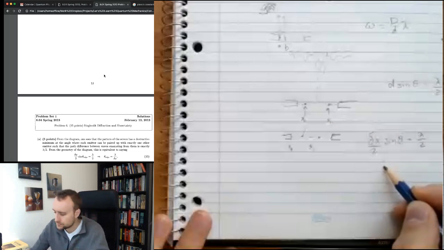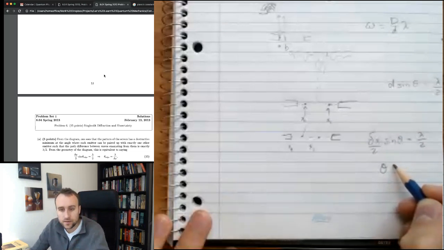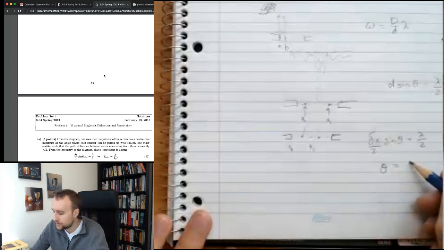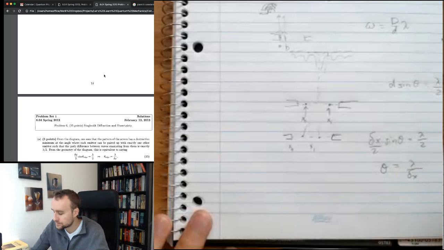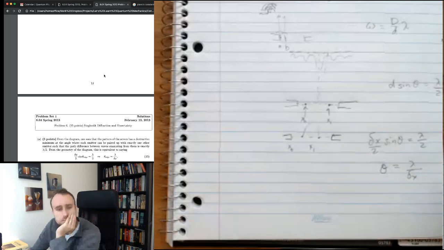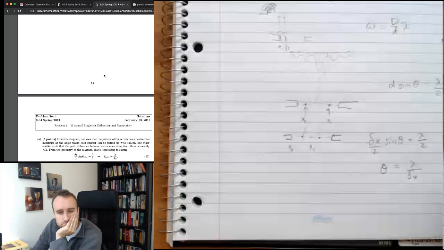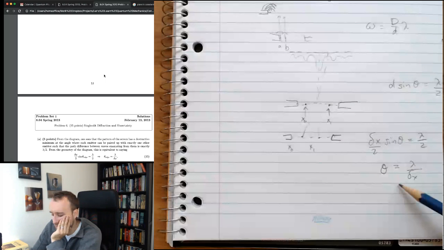So this basic idea here, we get equals lambda over dx. How are we getting rid of this sine here? Like we just dropped the sine term. We just get theta.